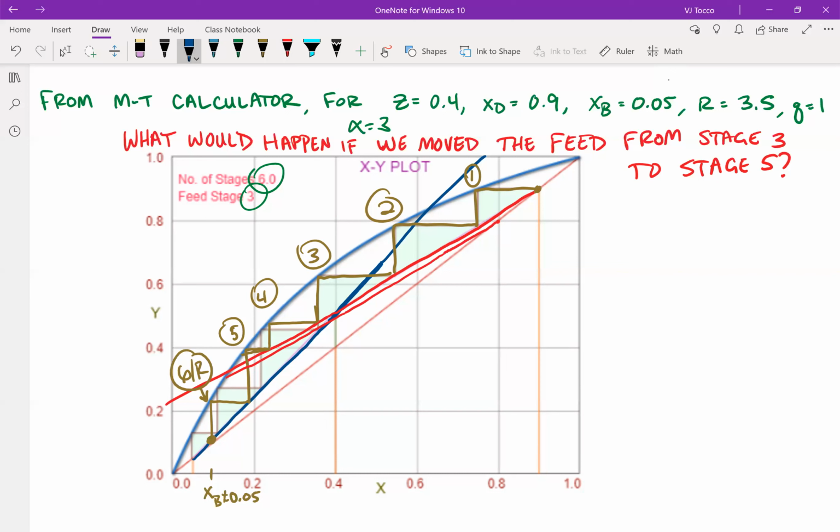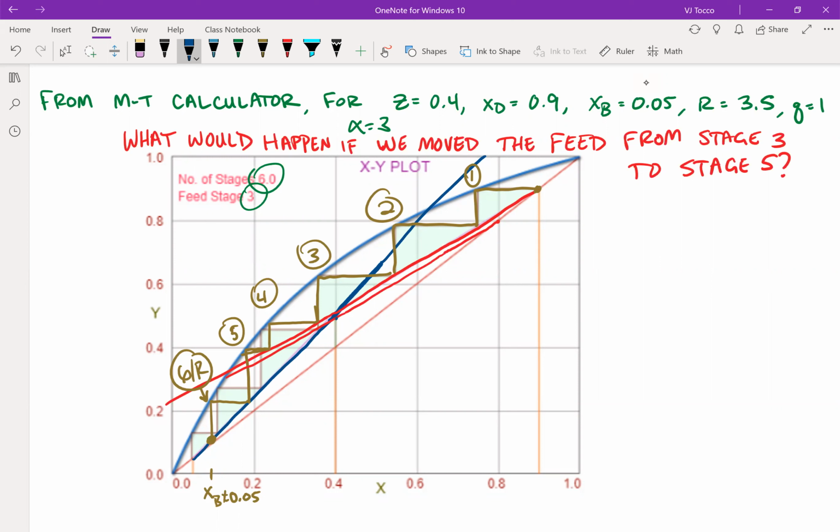So my new stripping section operating line is going to... this is subtle, I had to think about this for a moment. If I guess a new XD, then my new XB must be set by material balances. Actually, no, ignore that. My new stripping section operating line has the same slope as before. I just have a different intersection point. Very subtly, it's just right below.